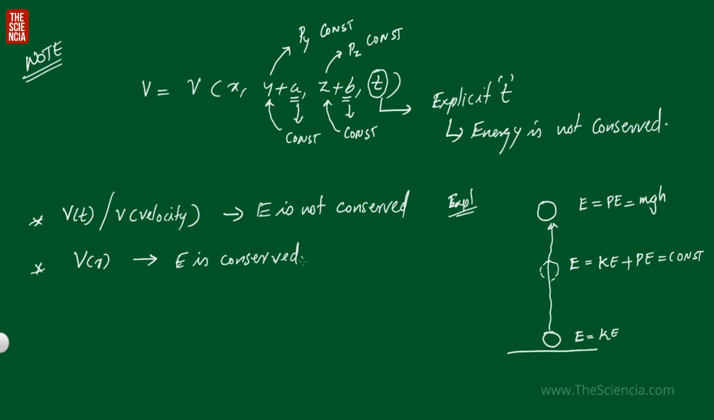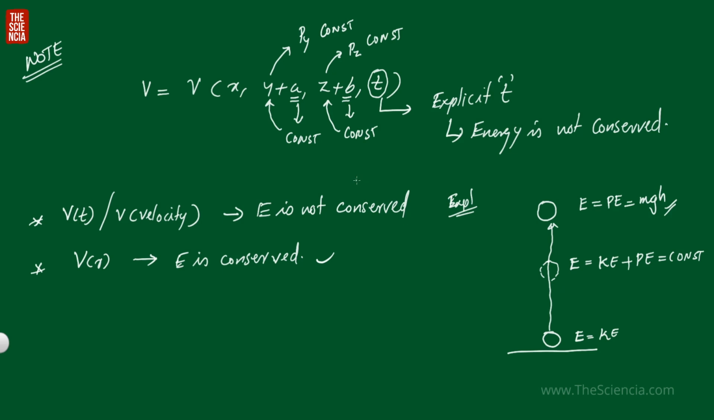Now check these two ideas. First I am checking this one. I told you if V is a function of r, position only, then E is conserved. Here you see this potential is a function of h only, that is, position only. So it is conserved, and you know this motion is under the gravitational force field, and the gravitational force field is a central force. Central force means it depends only on position.